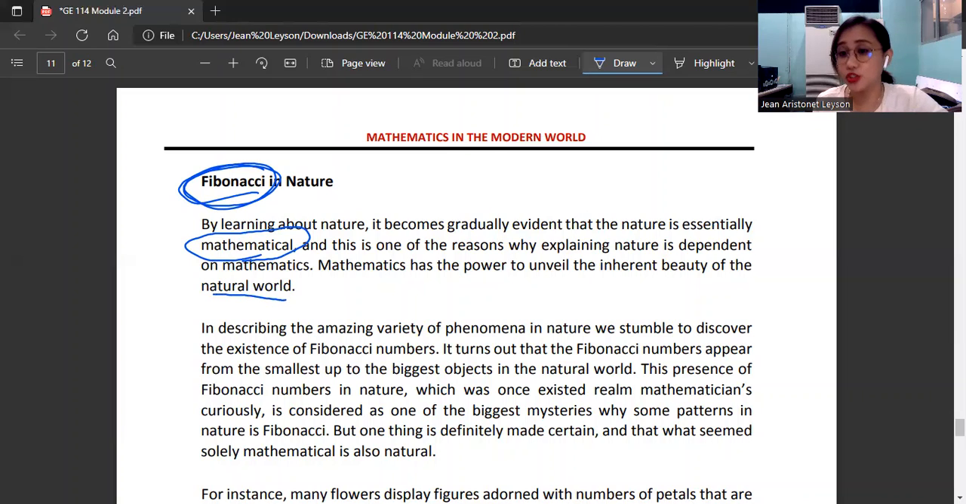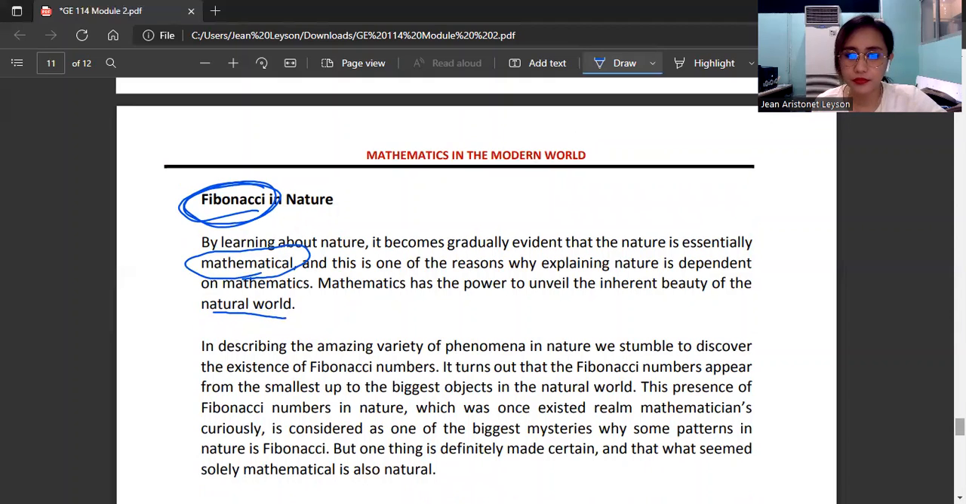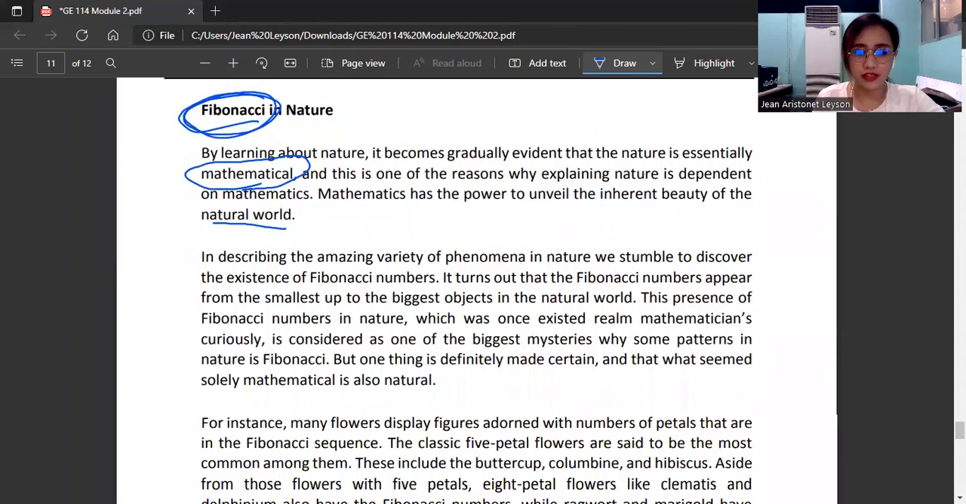Just like what I mentioned in my first video, mathematics is an art because nature itself shows and depicts beauty. In describing the amazing variety of phenomena in nature, we stumbled to discover the existence of Fibonacci numbers. It turns out that the Fibonacci numbers appear from the smallest up to the biggest objects in the natural world.